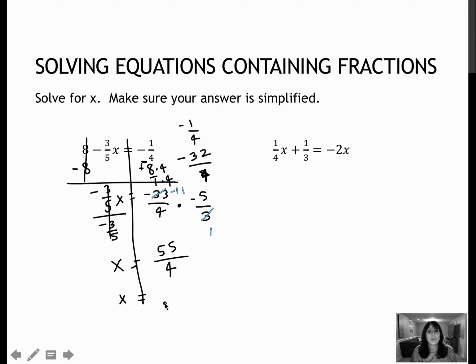Again, we can always turn these into mixed numbers if we want to. So 4 would go into 55 13 times. That would be 52. That would mean that 3/4 are left over.